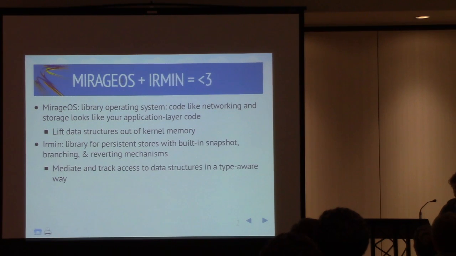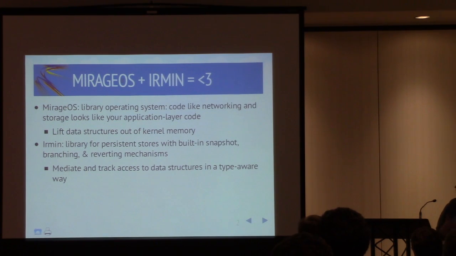And you can decide, for example, that I want to make a certain kind of API for something like an ARP cache. Or I can expose the entire ARP cache to other things that are running in my process space. But that starts to look like shared mutable memory, and that's not really a great idea. So you need something to help you with making this not a really awful decision. And that's why I also want to talk about Irmin. Irmin is a library for persistent stores, which has built-in snapshot, branching and reverting mechanisms.